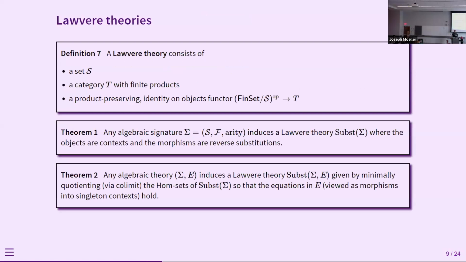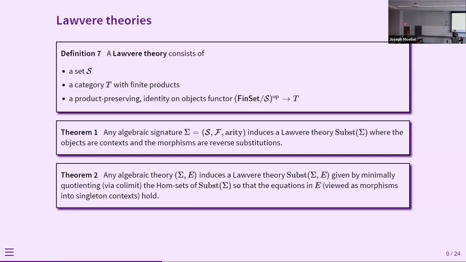Now, how do we do this in category theory? Well, a Lawvere theory consists of a set S, a category T with finite products, and a product preserving identity on objects functor from FinSet/S op to T. So essentially what this is saying is that we have a category with finite products, and each object of that category is like a finite set that's typed by the sorts. So you can think of an object of T as a context. And that's in fact what we're going to do next.